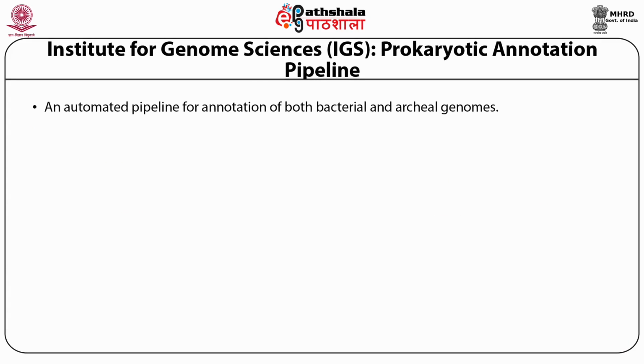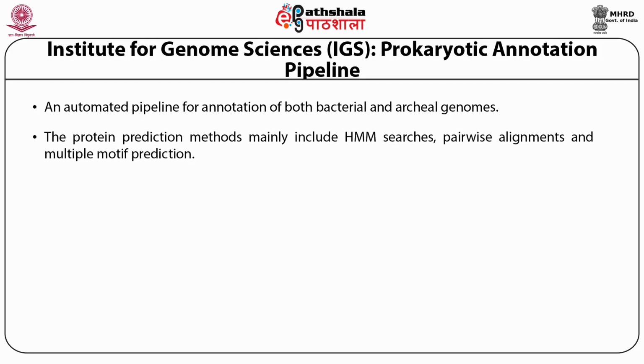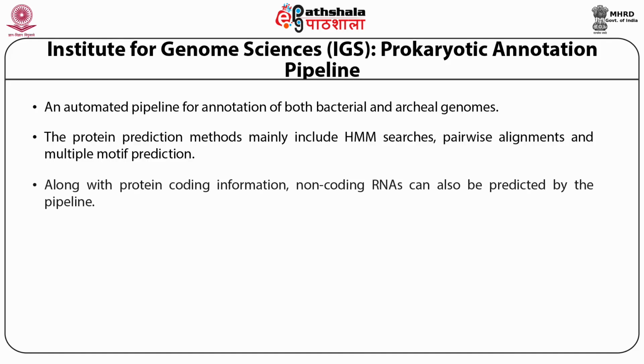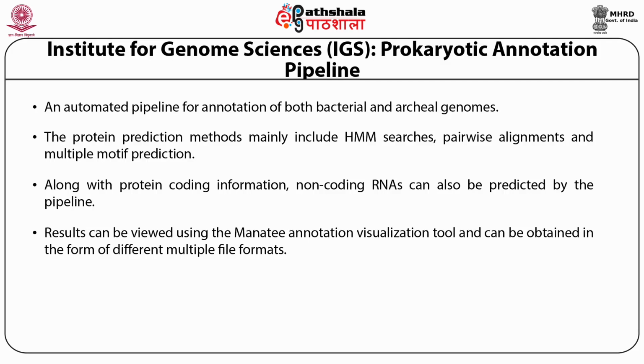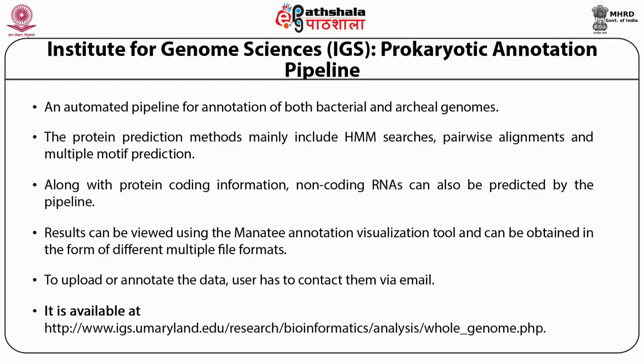Institute of Genome Sciences, IGS, the Prokaryotic Annotation Pipeline. It is an automated pipeline for annotation of both bacterial and archaeal genomes. The protein prediction methods mainly include the HMM search, pairwise alignments, and the multiple motif prediction. Along with protein coding information, non-coding RNAs can also be predicted by the pipeline. Results can be viewed using the Manatee annotation visualization tool and can be obtained in the form of multiple file formats. To upload or annotate the data, the user has to contact them via email. It is available online at the following link.